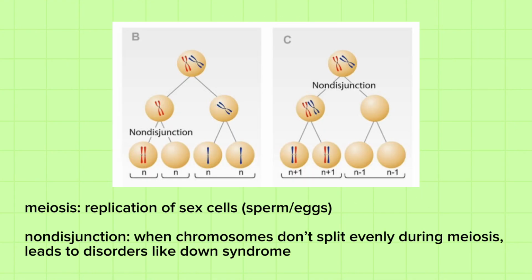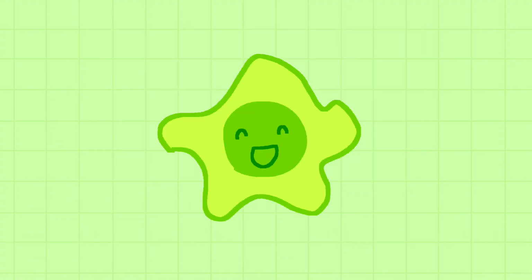There can also be issues with numbers of chromosomes. Humans are supposed to have 46 chromosomes, and disorders like Down syndrome can be caused by wrong numbers of chromosomes in each cell. During the division of sex cells, or meiosis, 2 cells can divide but with uneven numbers of chromosomes, leaving one with too many and one with too little. This is called non-disjunction. So, what have you learned today?